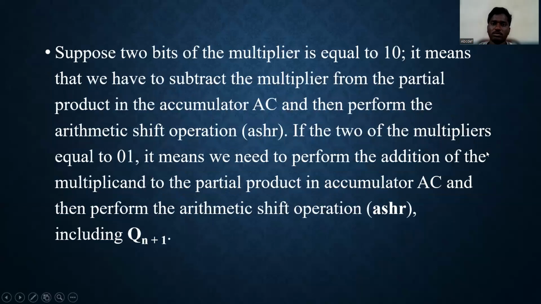Suppose the 2 bits of the multiplier are equal to 1, 0. It means that we have to subtract the multiplicand from the partial product in the accumulator AC, then perform the arithmetic shift operation ASHR. If the 2 bits of the multiplier are equal to 0, 1, it means we need to perform the addition operation, adding the multiplicand to the partial product in accumulator AC, and then perform the arithmetic shift operation including Qn+1.